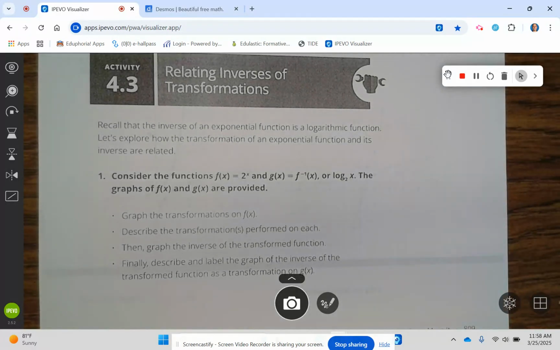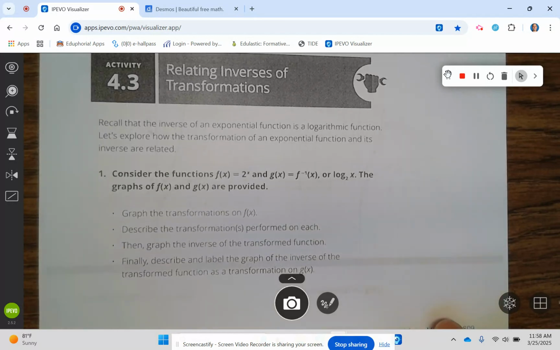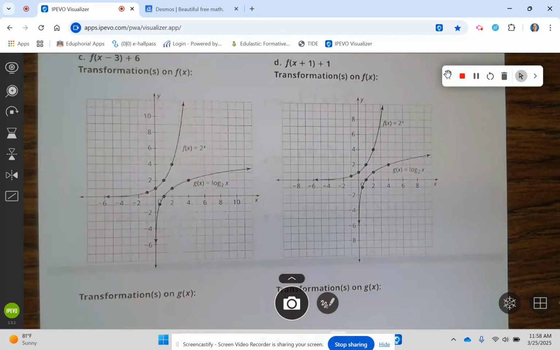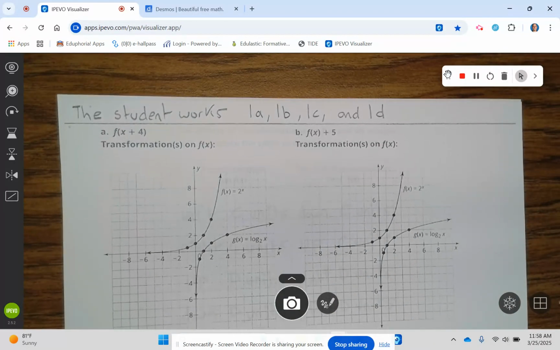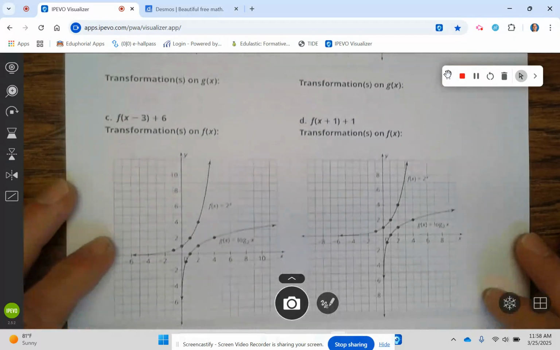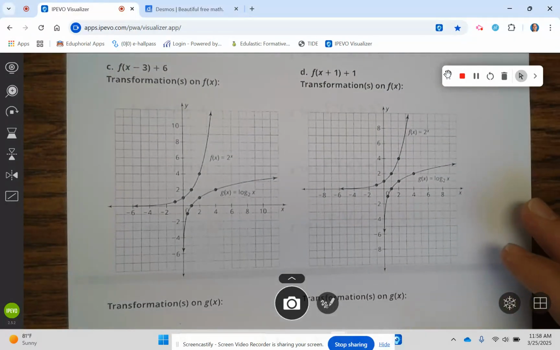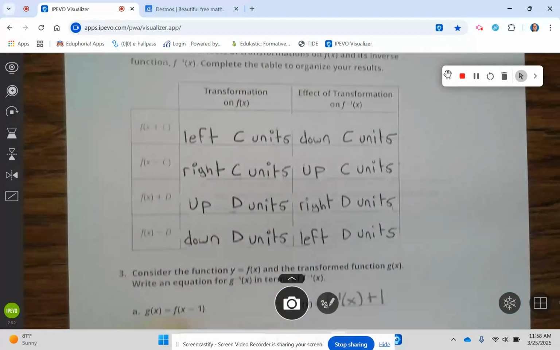1. Consider the function f of x equals 2 to the x and g of x equals f inverse of x, or log base 2 of x. The graph of f of x and g of x are provided. Let's take a look at the next page. The student works 1A, 1B, 1C, and 1D. Okay, let's take a look at the next page.